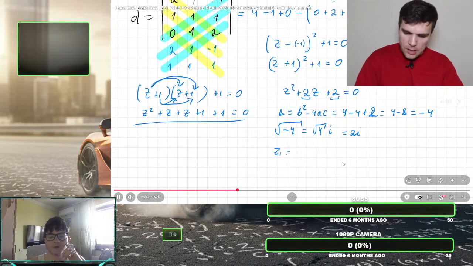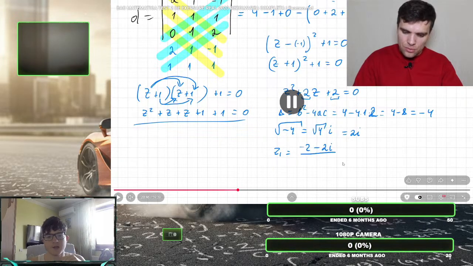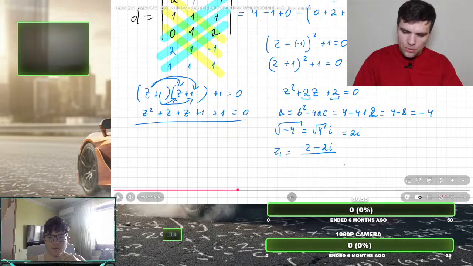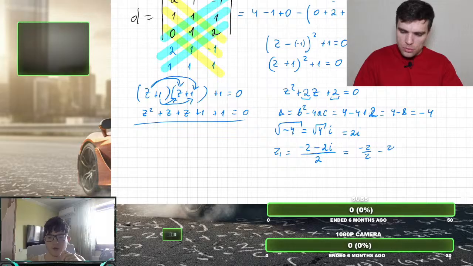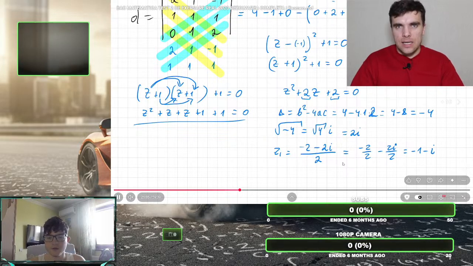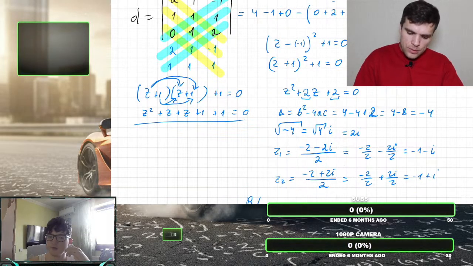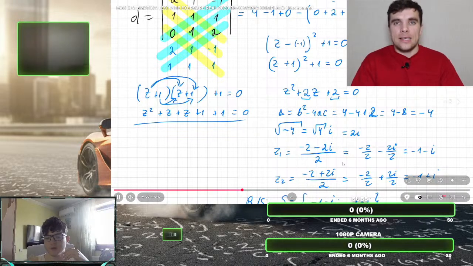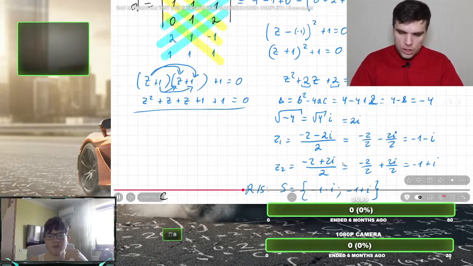So now we solve z1: minus 2 minus 2i, and below we're going to have 2, and now everything like this, divided, minus 1 minus i right there, and for the second one it's just minus 1 plus i. So these are our responses. Z1 is this, and we don't even need to write Z1 is this and Z2 is that, just like so, mate.